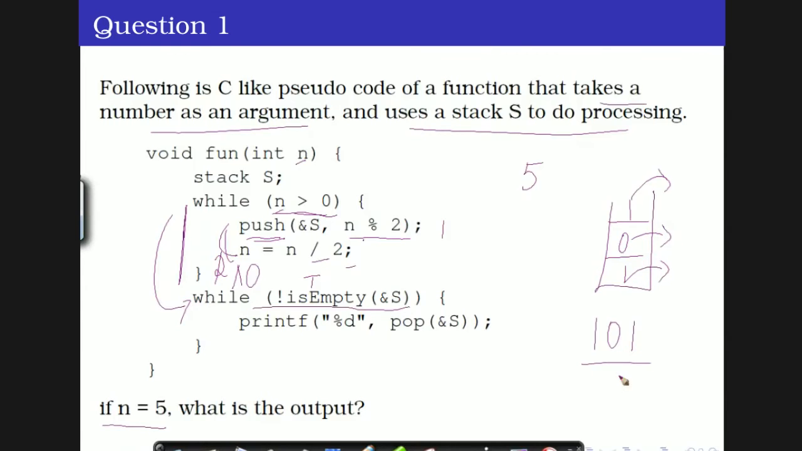So what we have received, what is the output? 101, nothing but the binary representation of n value. That is what is our answer. So the output of the program would be the binary representation, whatever the value of n is. So always, whenever there is a question, try to check each and every step, what operation is performed, and how it is getting evaluated.